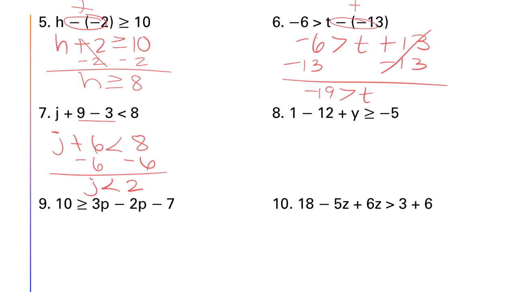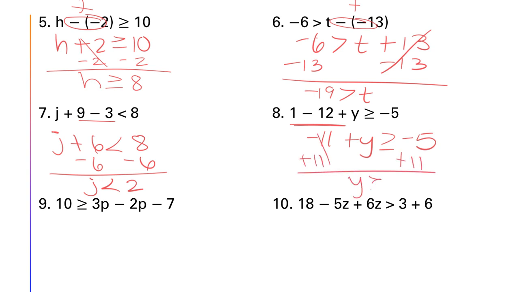Thank you. What about number 8? I'm going to combine this, right? What is 1 minus 12? Negative 11 plus y is greater than or equal to negative 5. What's my next step? Add 11 to both sides. y is greater than or equal to, what's negative 5 plus 11? 6.